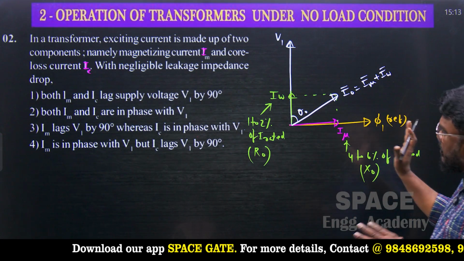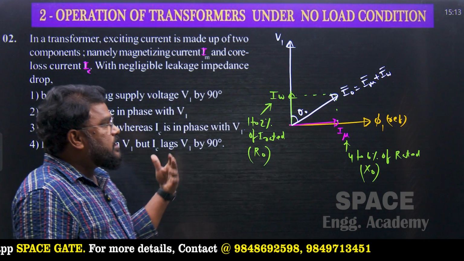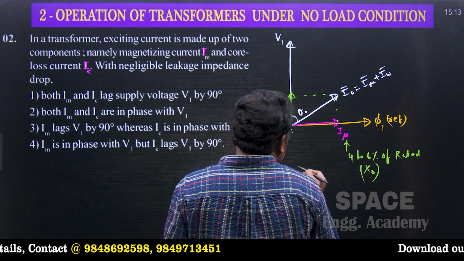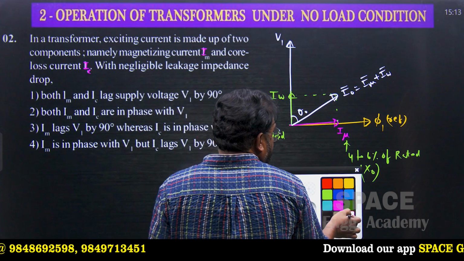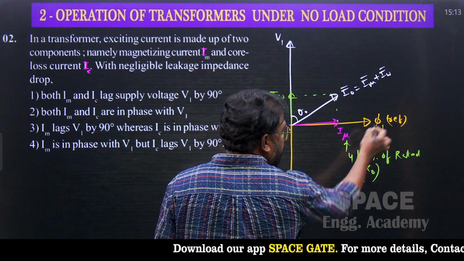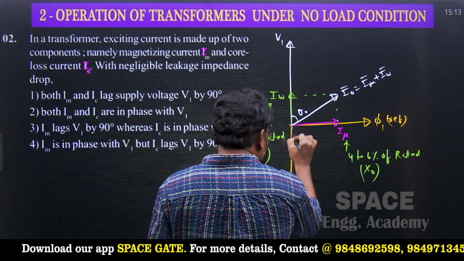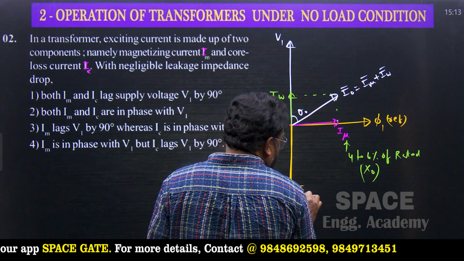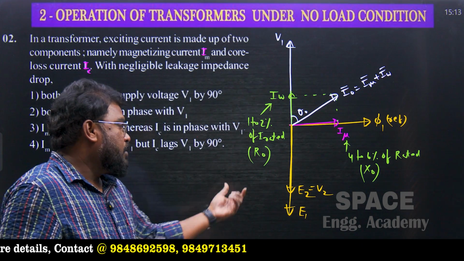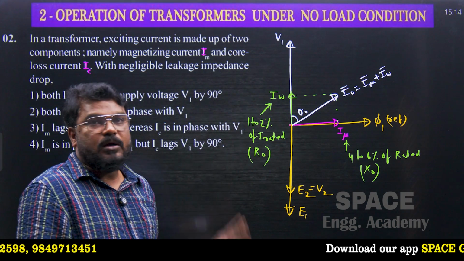So like this, from this question, I will explain the complete concept. Suppose you want to draw the EMF induced in the transformer: the EMF induced in the primary winding lags the flux by 90 degrees, and the EMF induced in the secondary winding also lags the flux by 90 degrees. If voltage drop is neglected under no load condition, V1 is equal to V2. So this is the vector diagram of the transformer under no load condition.